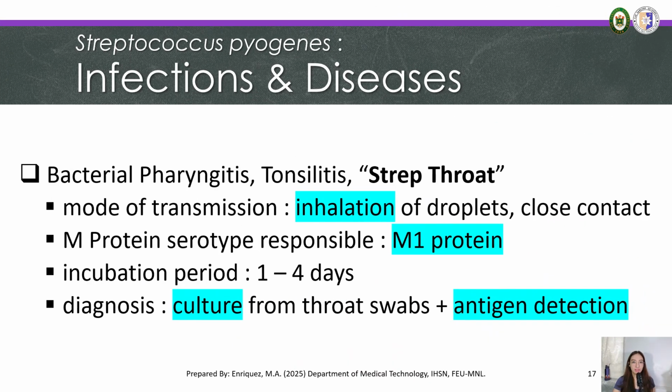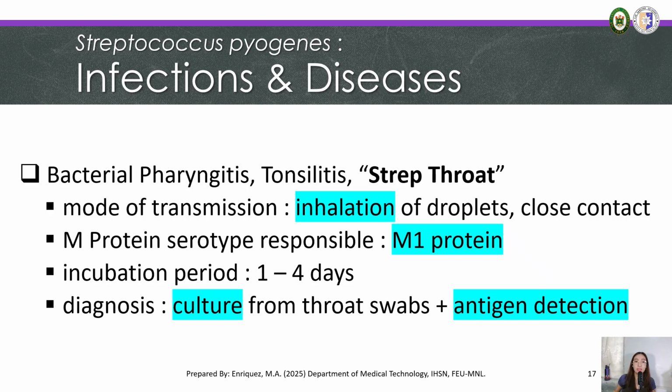The most common clinical manifestation of Streptococcus pyogenes is bacterial pharyngitis, tonsillitis, which is commonly referred to as strep throat. Some cases of strep throat may also be caused by Streptococcus species from other groups, particularly Group C and Group G. They also have the capability to produce significant acute pharyngitis, but this is less commonly seen.